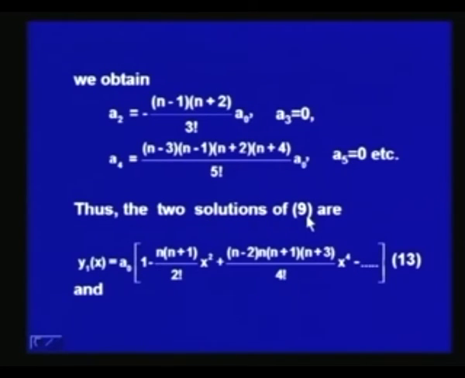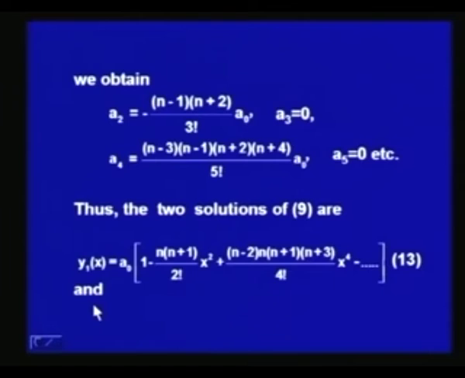And hence we get the two solutions of the Legendre's equation for the values of m equal to 0 and m equal to 1. For m equal to 0, the solution we call y1 of x is equal to a naught times 1 minus n into n plus 1 by 2 factorial x square plus n minus 2 into n plus 1 into n plus 3 by 4 factorial x to the power 4 and so on.